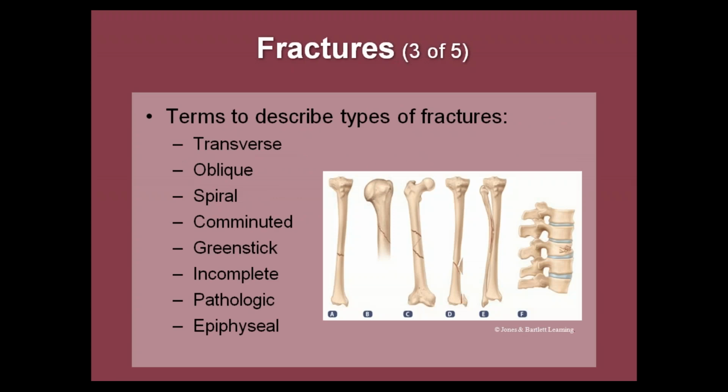The different types of fractures are important to understand because these are also terms that are going to come up in a test at some point. So you have your transverse, your oblique, the spiral, the comminuted, greenstick, incomplete, the pathologic, and the epiphyseal. The greenstick and spiral are the ones that we kind of see with pediatrics, especially the greenstick.